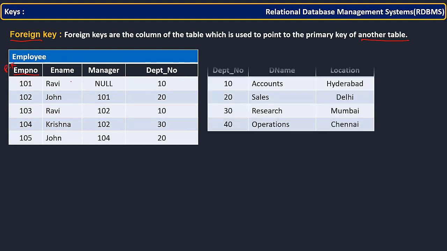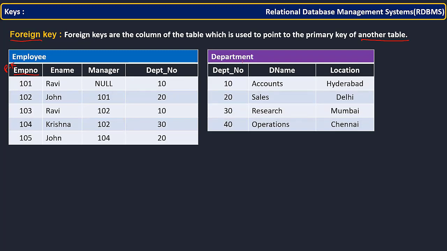Then we have another table, the department table. In the department table we have department number, department name, and location. This is the primary key. If you observe, this attribute is also there in the employee table. So Ravi is working under which department? Take that number 10, go to the department table, find it here: he is working under the accounts department. This is the primary key in the department table, and you are referring to this information here, so this value you are referring from here.